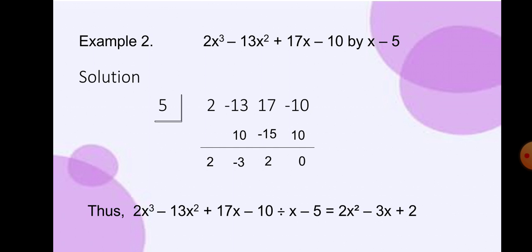Thus, 2x cubed minus 13x squared plus 17x minus 10 divided by x minus 5 equals 2x squared minus 3x plus 2. This 2x squared minus 3x plus 2 is the quotient of this given equation.